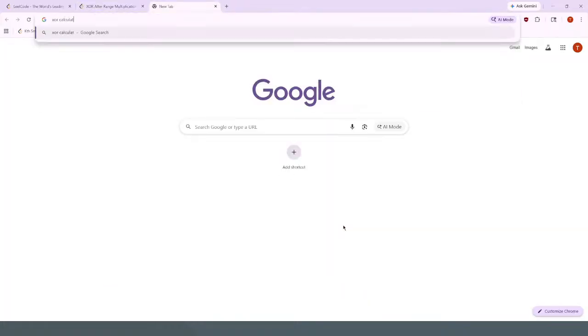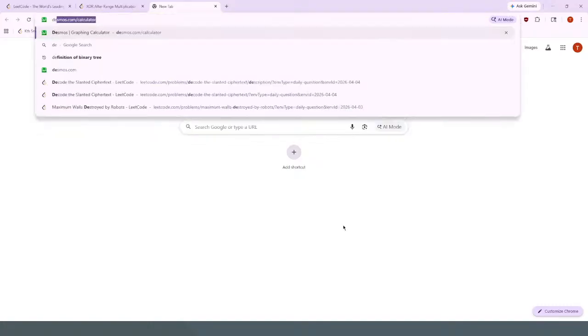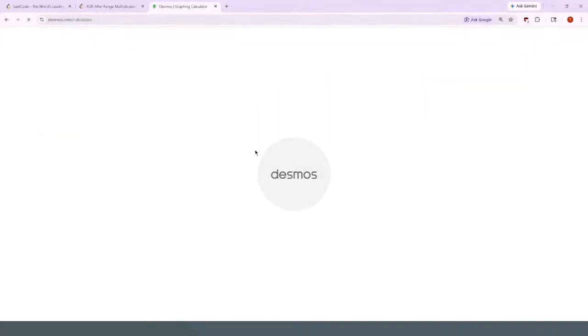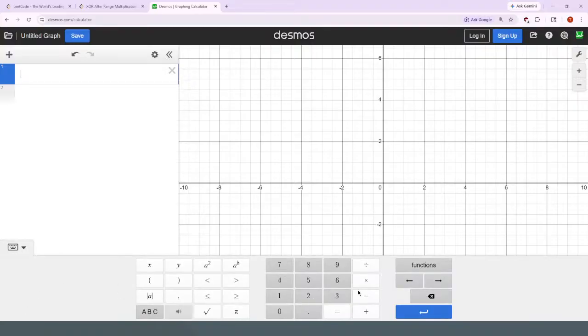XOR calculator, please. Actually, I'll just use Desmos. I think I can use Desmos here. Can I use Desmos? 6 XOR 9. Is XOR, is that something?